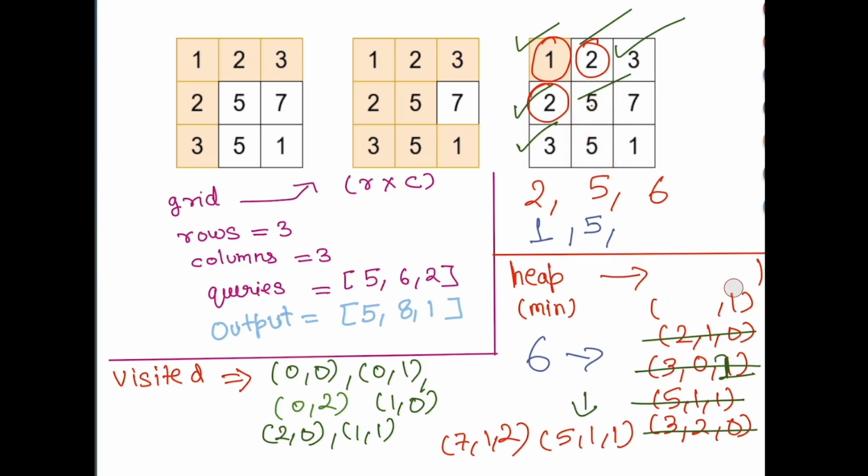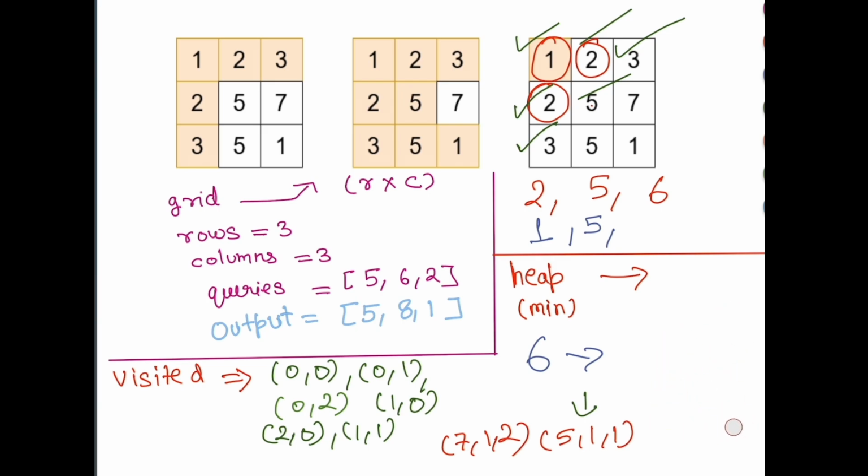So let me remove this data just to create some space, and now add the next data in our heap, which is 5 as the value. The indexes are 2 comma 1. So now what is the next minimum element in our heap? It is this 511, right? Now this 5 is less than 6.